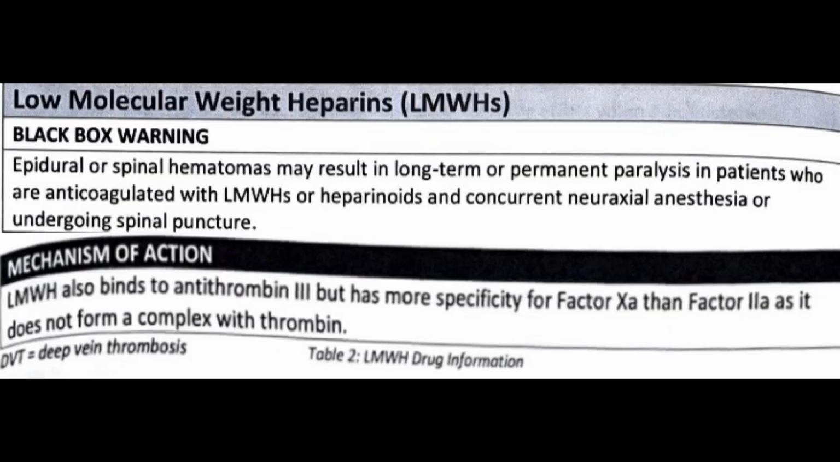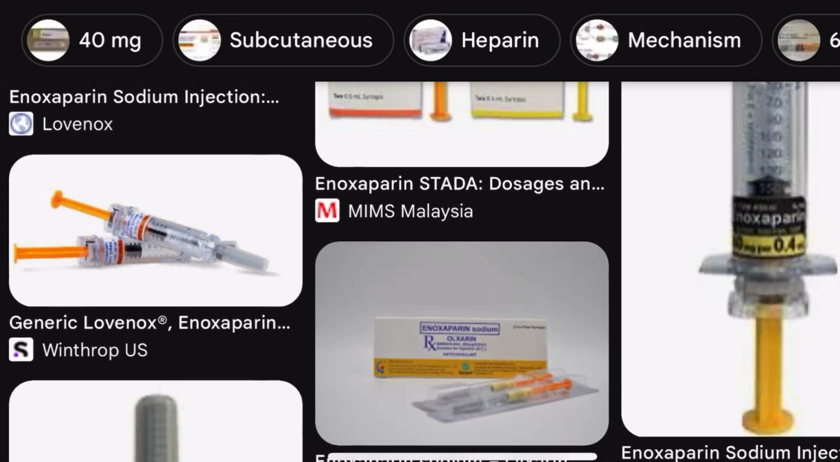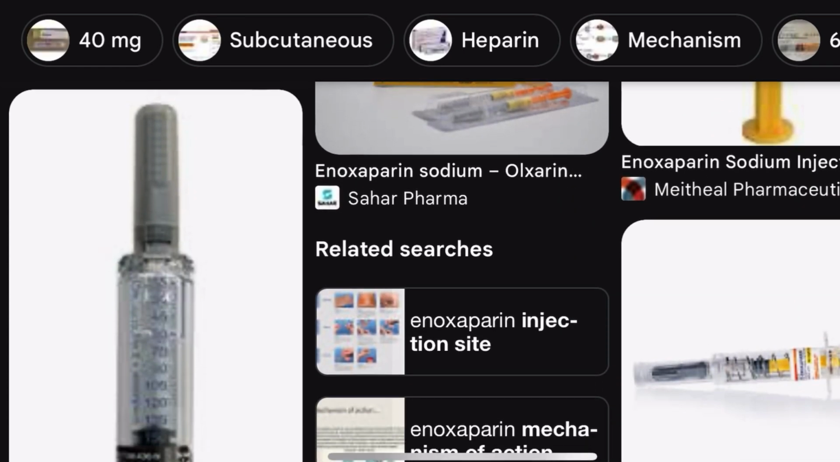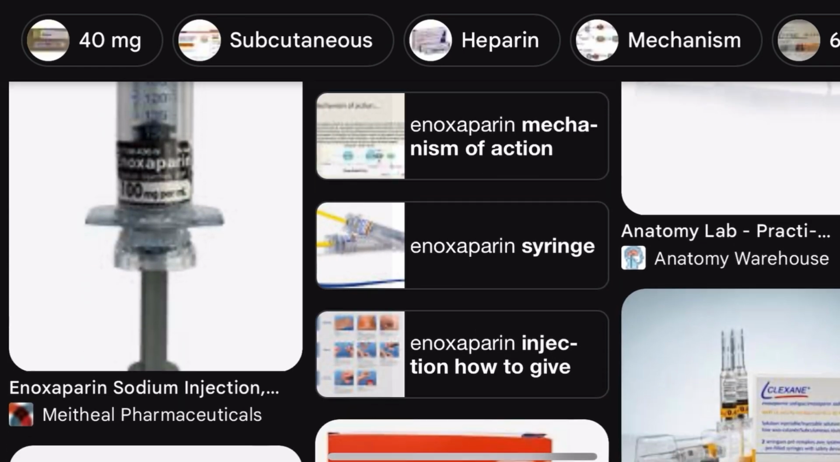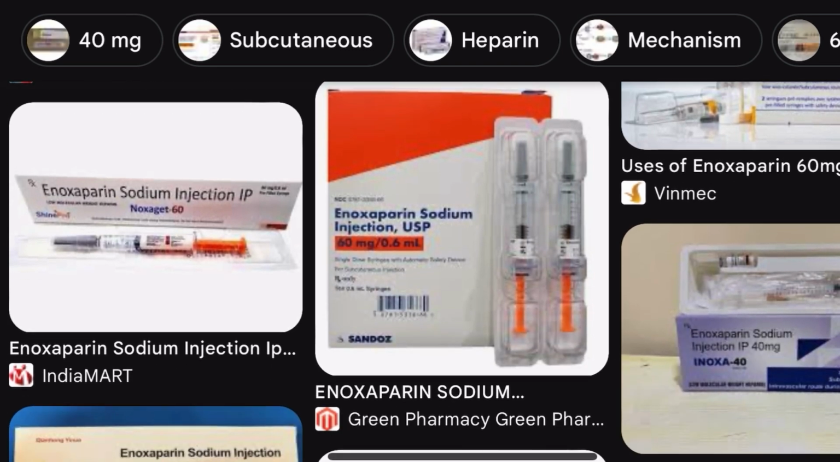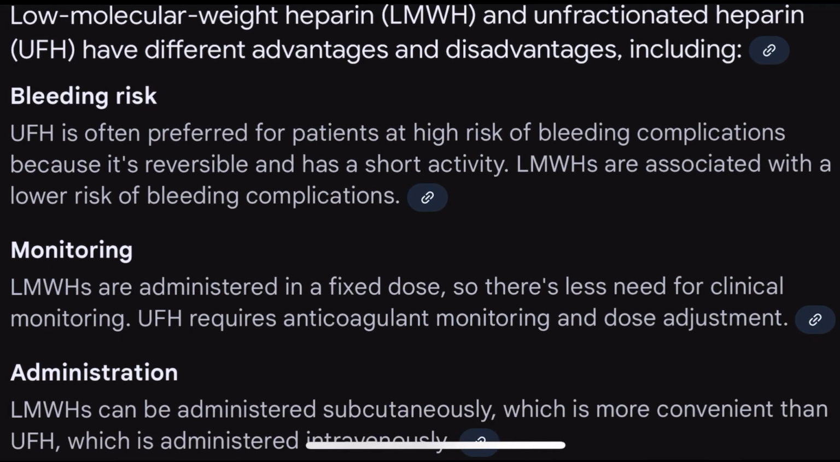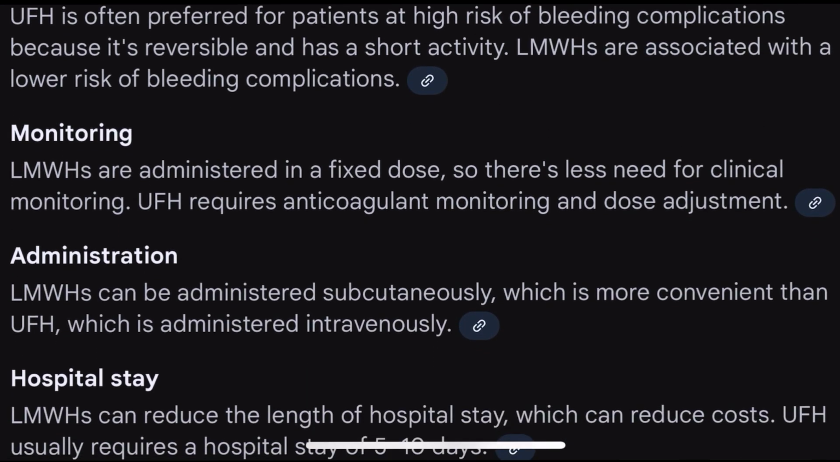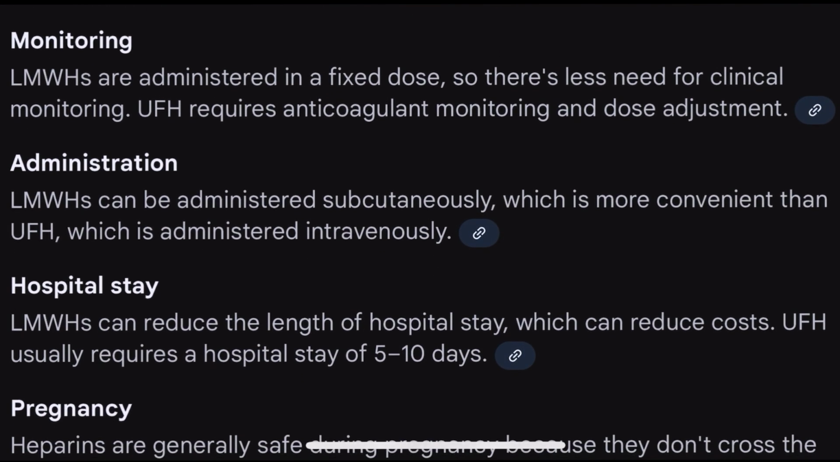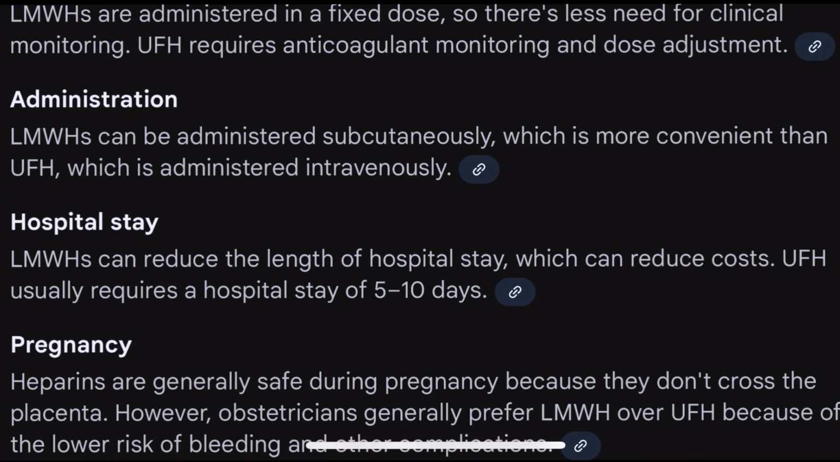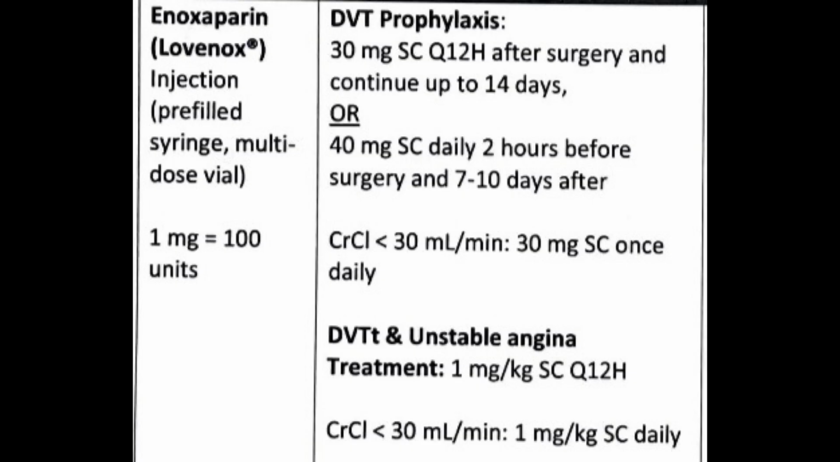Next, you have low molecular weight heparin. It works by binding to antithrombin III, causing a decrease mainly in factor Xa, but it does have some effect on factor IIa. There's 2 different options here. First up, we have enoxaparin, Lovenox. It's dosed 30 milligrams sub-Q every 12 hours after surgery, up to 14 days, or 40 milligrams sub-Q daily, given 2 hours before surgery, and then for 7 to 10 days after that, once a day.